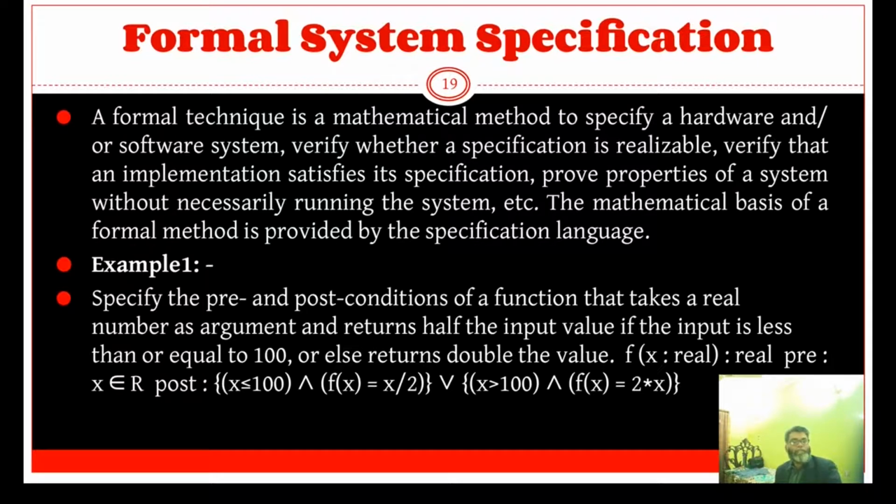Specify the pre and post conditions of a function that takes a real number as argument and returns half the input value if the input is less than or equal to 100, or else returns double the value. That is, f of x equal to real to real, precondition x belongs to R, post condition x less than or equal to 100 and f(x) equal to x by 2, or x greater than 100 and f(x) equal to 2 star x.